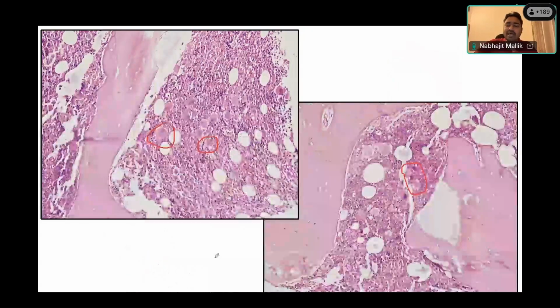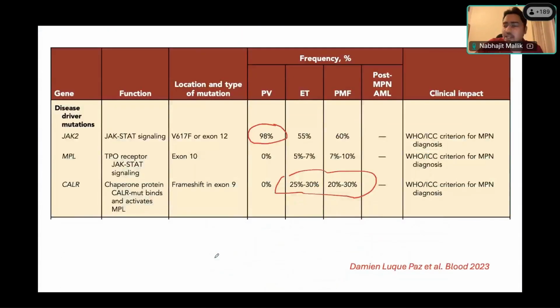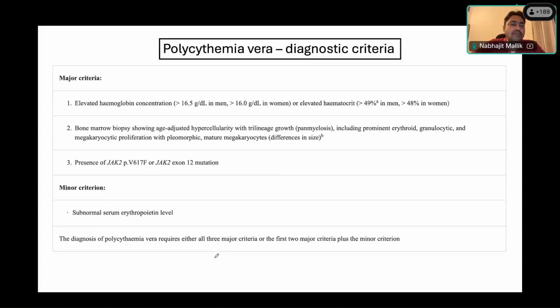And all of these are probably pointing towards the diagnosis of polycythemia vera. If you look at the diagnostic criteria of polycythemia vera, you will see that an elevated hemoglobin concentration is there. And how much is it? It's more than 16.5 gram per dL in men and more than 16 gram per dL in women. How much was the hemoglobin in this case? 15.6. Right. So now will you be able to make a diagnosis of polycythemia vera in this case?